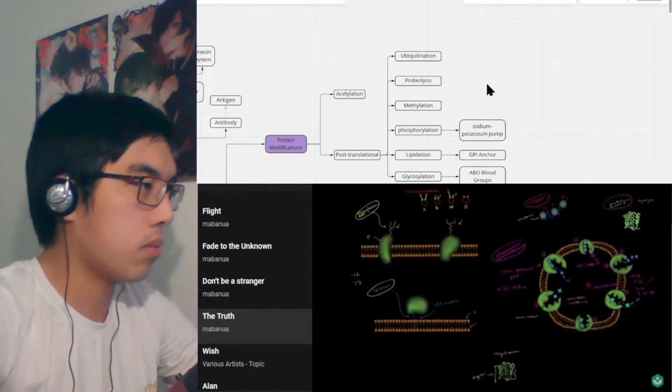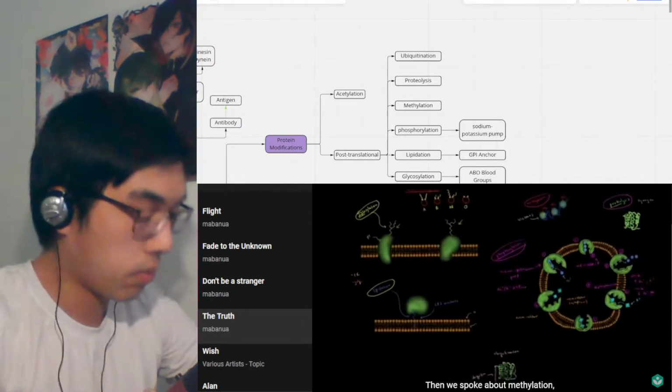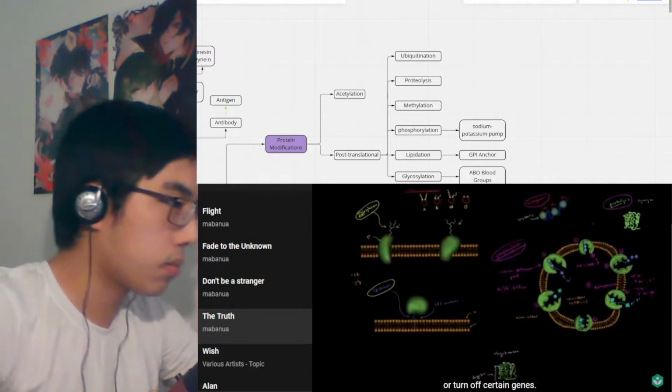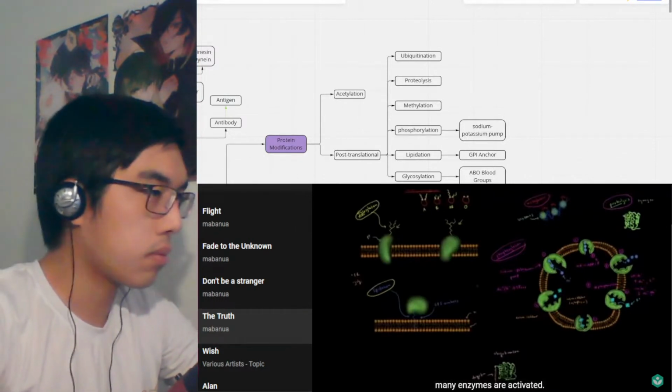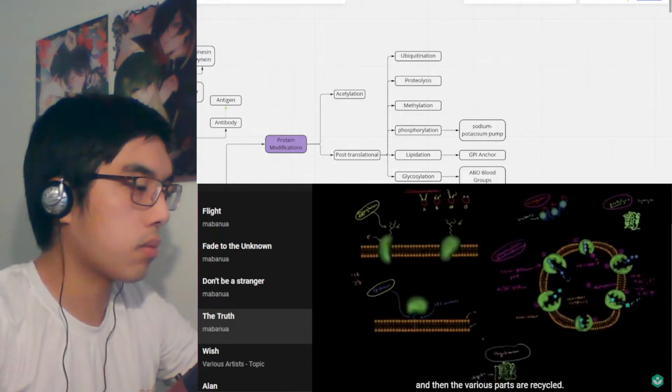So phosphorylation was the, we brought the example of the sodium-potassium pump, which is basically regulated with phosphorylation and dephosphorylation. Then we spoke about methylation, which basically helps to turn on or turn off certain genes. And proteolysis is the way in which many enzymes are activated. And the last post-translational modification we talked about was ubiquitination. And ubiquitination marks a protein for degradation, and then the various parts are recycled.